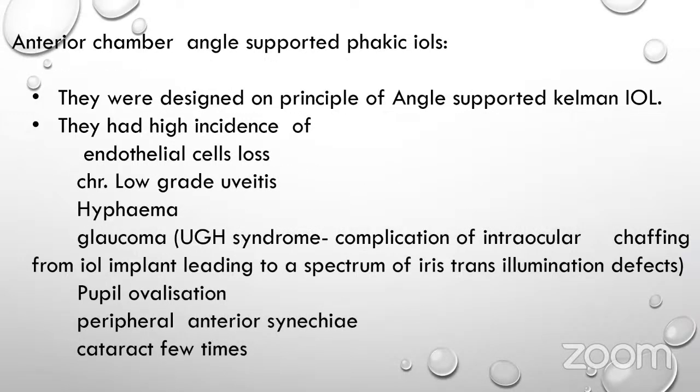Anterior chamber angle supported phakic IOLs were designed on the principle of the angle supported Kelman IOL. They had a high incidence of endothelial cell loss, chronic low-grade uveitis, hyphema, and glaucoma. These three come under the UGH syndrome, a complication of intraocular chafing from an intraocular lens implant, leading to a spectrum of iris transillumination defects. The other complications were pupil ovalization, peripheral anterior synechiae, and cataract a few times.